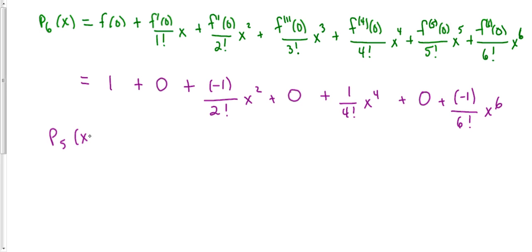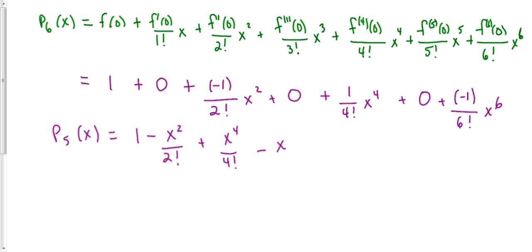And we can clean this up a little bit. So we get 1 minus x squared over 2 factorial plus x to the 4th over 4 factorial minus x to the 6th over 6 factorial. So that gives us our 6th order Taylor polynomial.